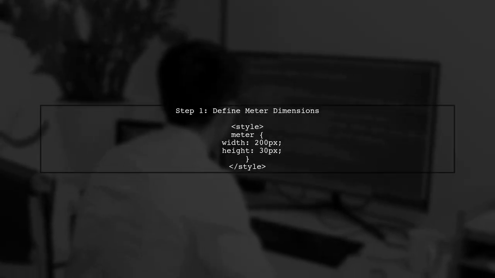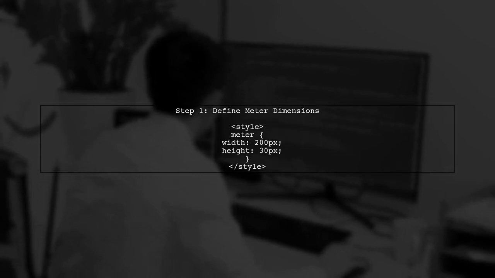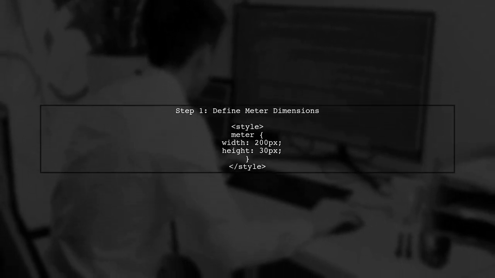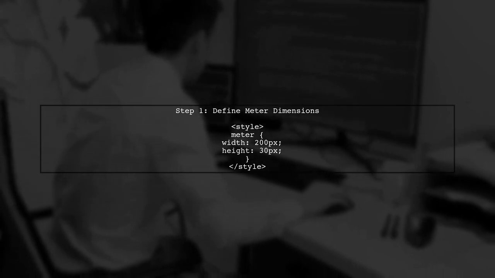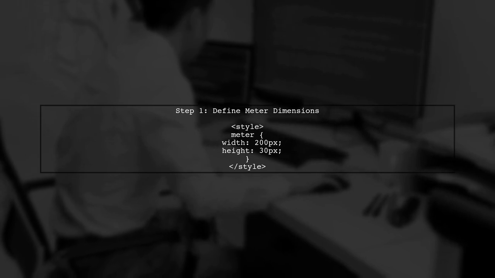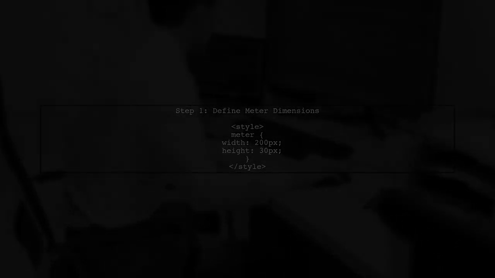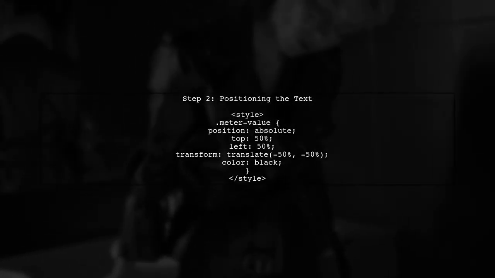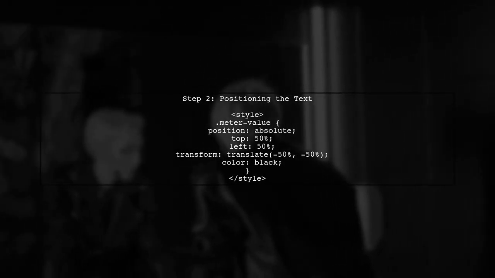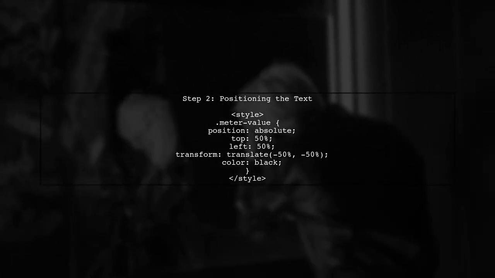To make the text inside the meter tag visible, we need to apply some specific CSS styles. First, let's ensure that the meter element has a defined width and height. Next, we will position the text absolutely within the meter element. This allows the text to overlay on top of the meter.